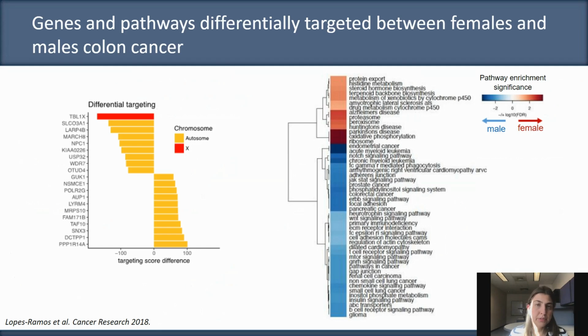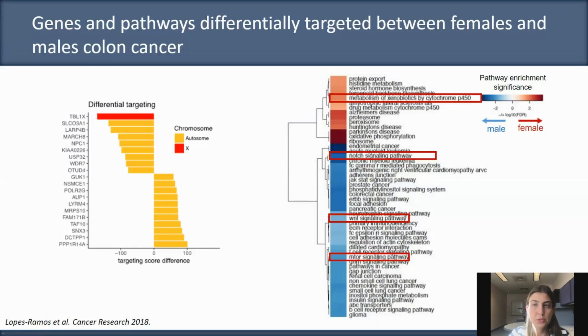So the first cool result here is that we find sex differences are also present in autosomes. A lot of autosomal genes are being regulated by different sets of transcription factors. And when we look at the pathways, we also find a lot of interesting pathways, important for cancer, such as NOX signaling, Wnt, mTOR. These pathways were enriched for genes with higher targeting in males.